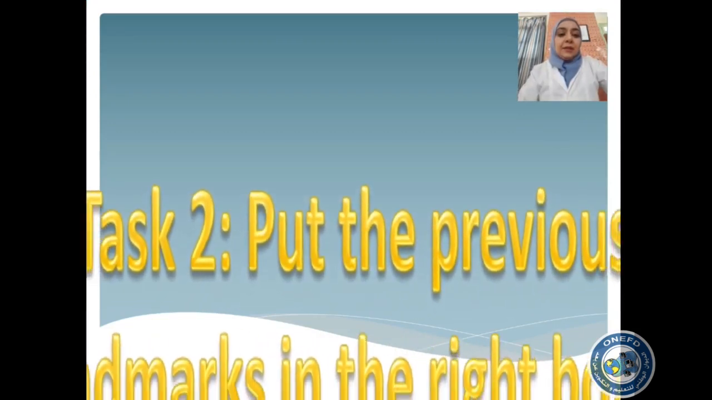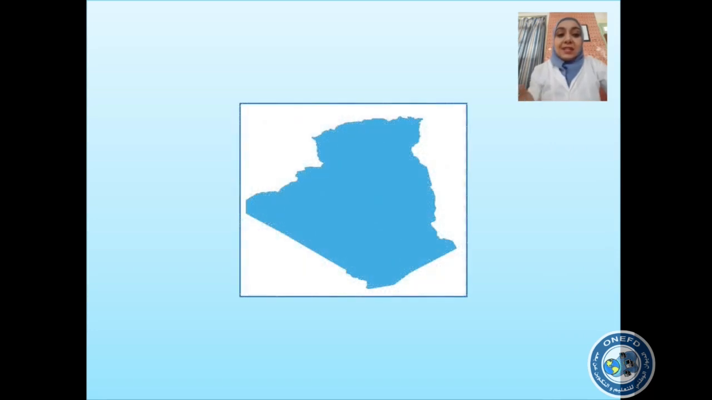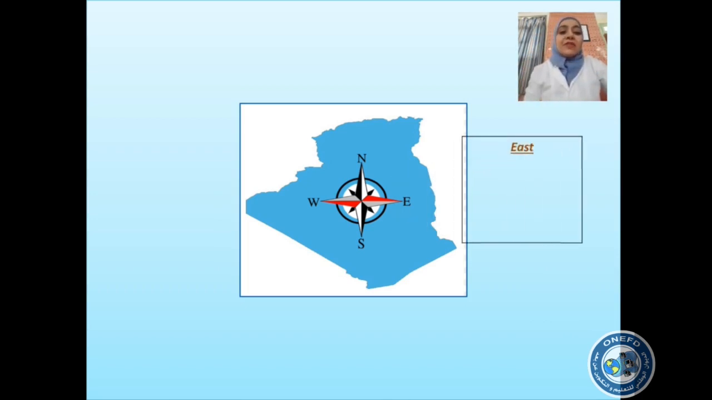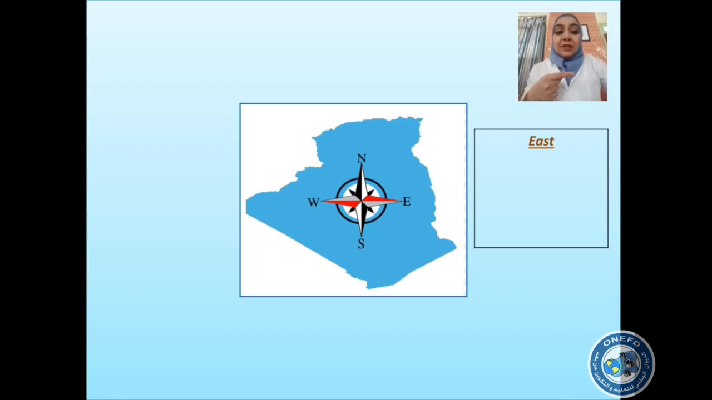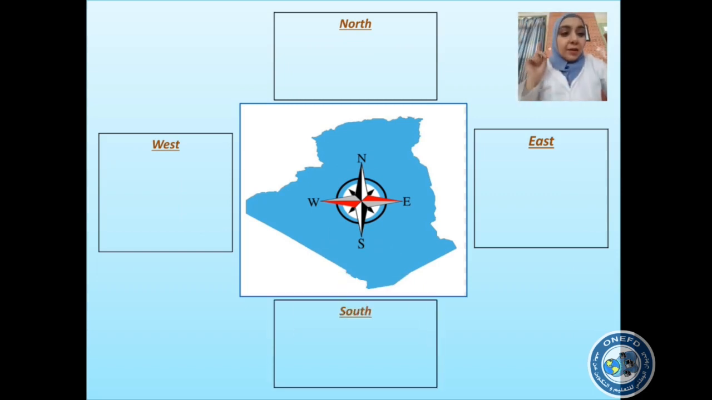Okay. Put the previous landmarks in the right boxes. Now you have seen all the landmarks. You will put them in these boxes, in the region boxes. Look, this is the map of Algeria. Okay. Do you know Algeria is a very big country? Now you know it. We have a large north, south, east and west. Which of these landmarks are situated in the east of Algeria? Which ones are situated in the west of Algeria? Which ones are situated in the north of Algeria? And which are in the south?